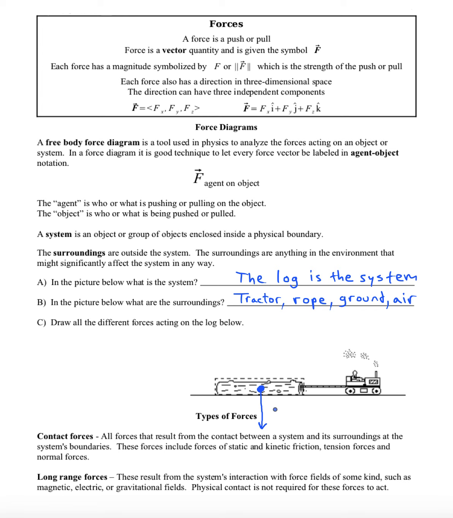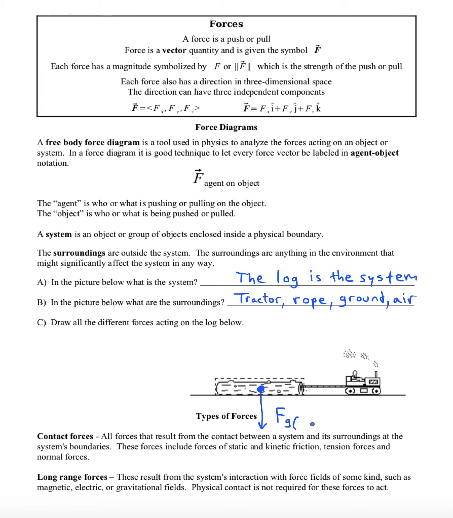Let's label it now. We'll start with big F to make it clear that this is a force vector, and then it's good to say what type of interaction it is. This is what's called a gravitational force. It's a long-range force, one that results from the system's interaction with force fields of some kind, such as magnetic, electric, or gravitational fields. And physical contact actually isn't required for these forces to act. So we'll put a little G there.